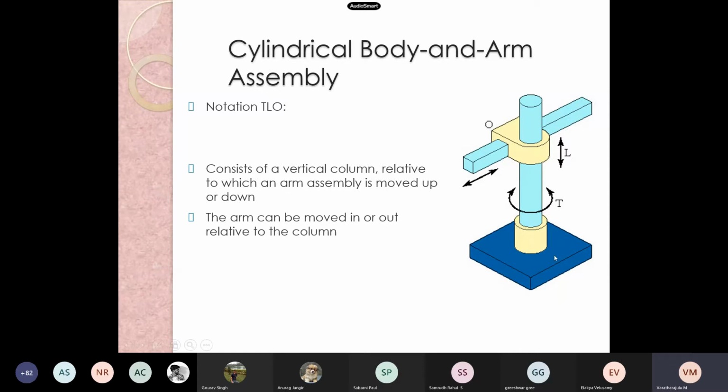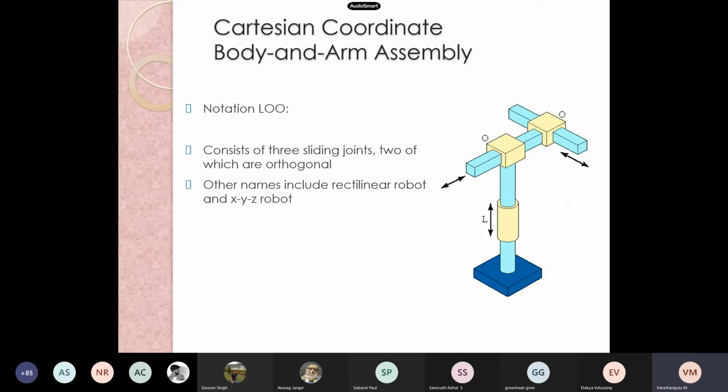With a base we need to start, we need to assign the nomenclature starting from the base. Therefore we need to call it as TLO. The notation for this particular system is T, L and O. It consists of a vertical column relative to which the arm assembly is moved up or down. The arm can be moved in or out relative to the column. Therefore, it is said to be a TLO cylindrical body and arm assembly.